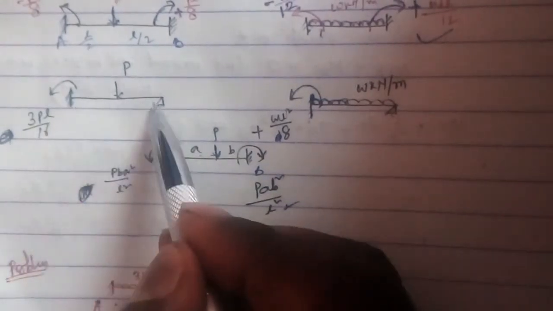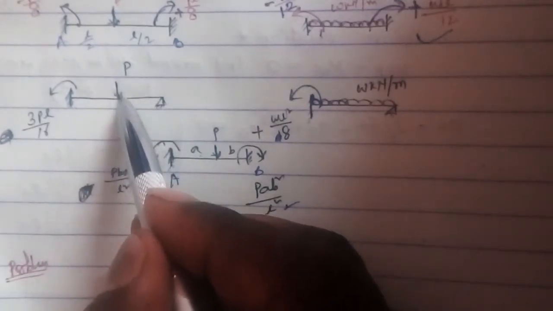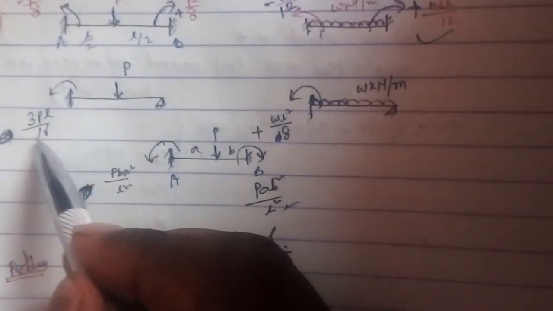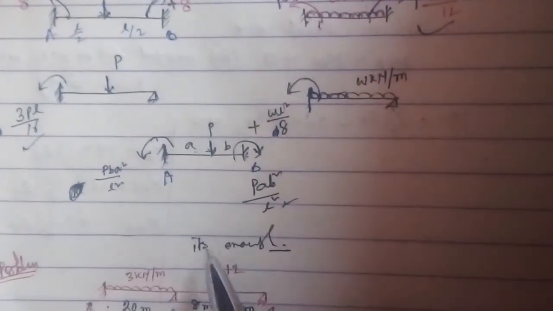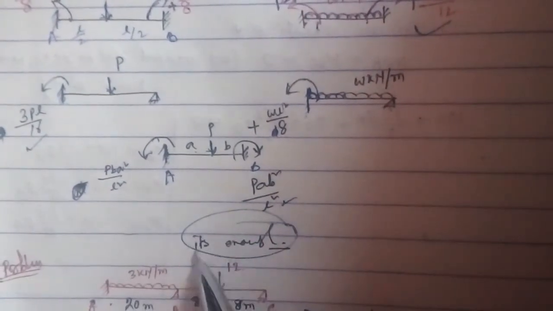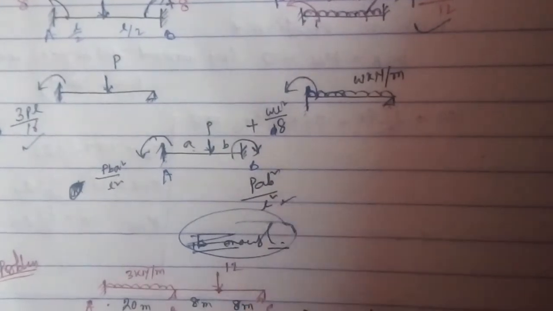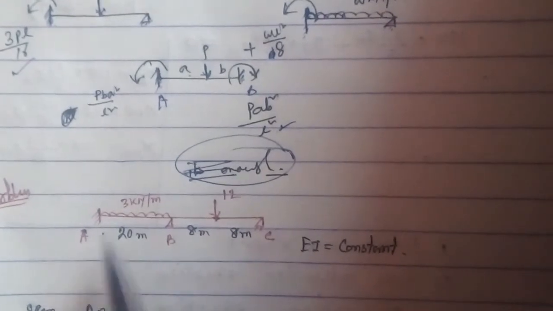Another case is also here: one end is fixed and another end is hinged, and one load P is acting at the midpoint. So the fixed end moment will be 3PL by 16. I have discussed it earlier. Okay, so it's enough for the slope deflection method. Now I will discuss a problem.